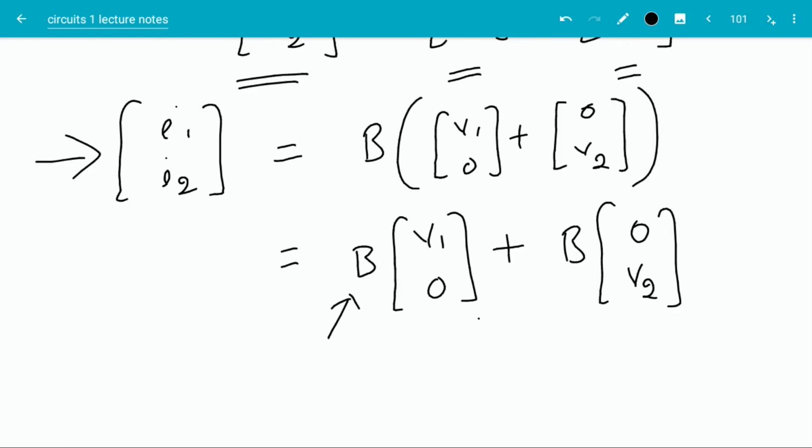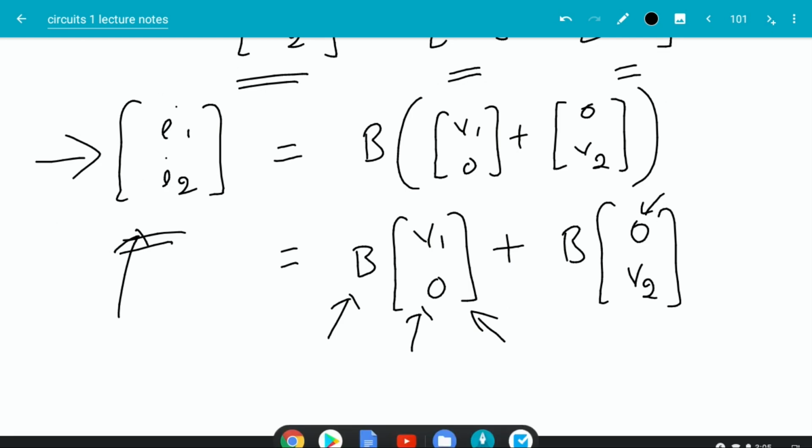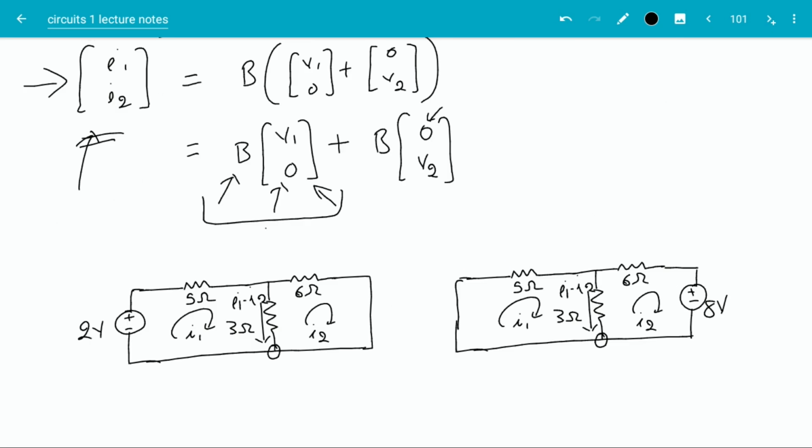Note that the matrix B is the matrix which is capturing what's happening in the circuit, and the vector of voltages are representing the independent sources. So another way of interpreting this equation is that you can get the same currents in the circuit by first connecting V1 and setting the second voltage to 0, and then connecting V2 and setting the first voltage to 0. In each of these circuits, you find the currents and then add them up and you get the original currents. In other words, this first term here represents the currents in this circuit.